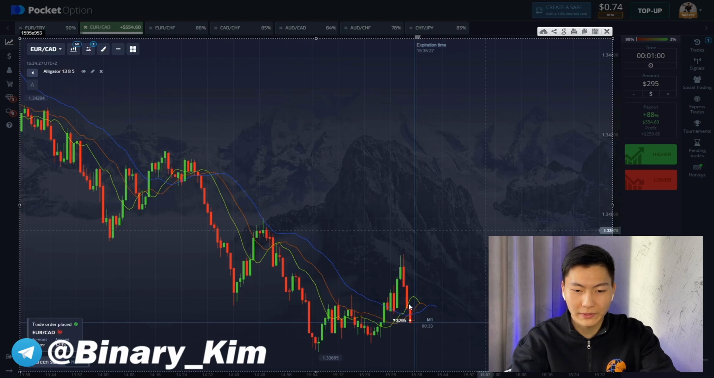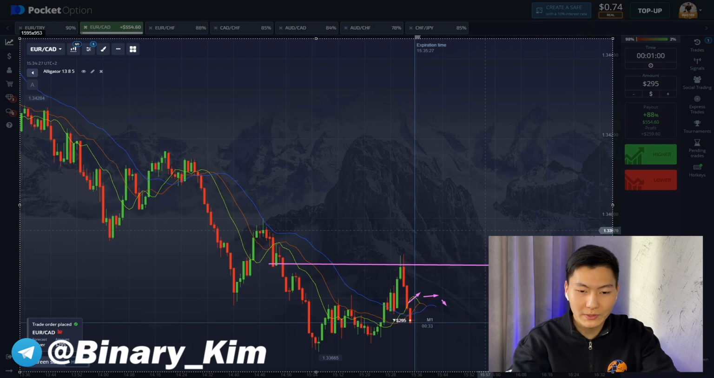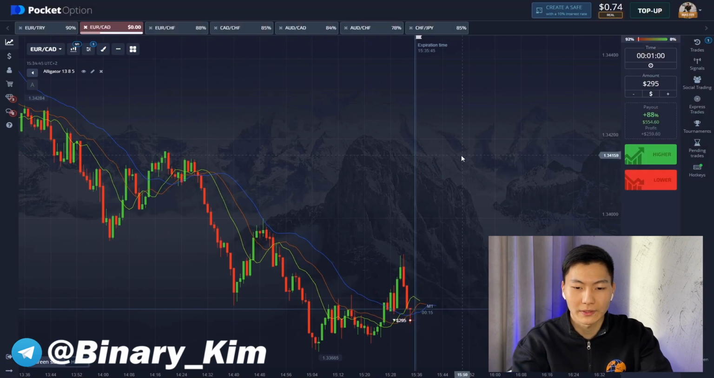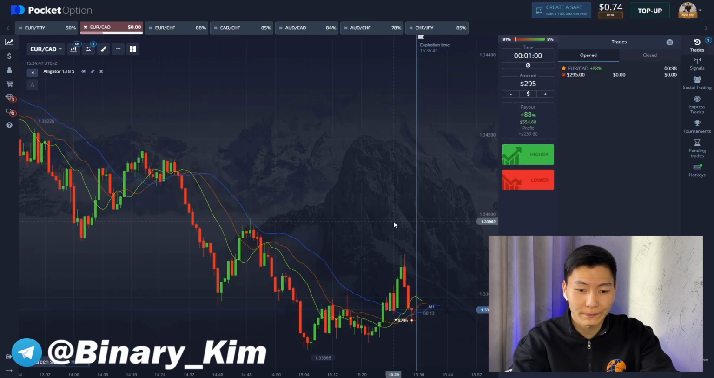So guys, we see a potential reversal here. All the moving averages are facing downwards to the reversal. We already opened the position here at this level, and after this pullback the price should move downwards. That's why we opened the short position.